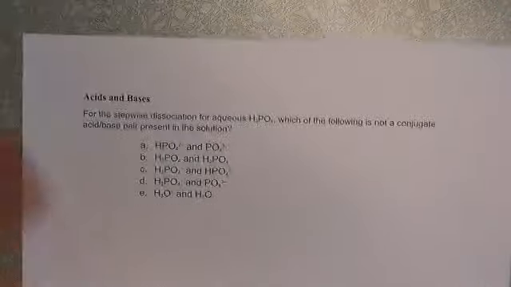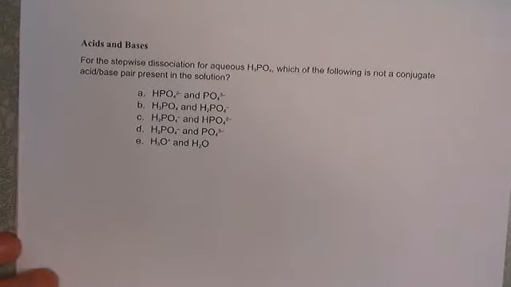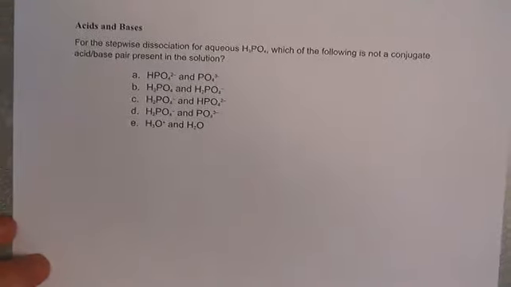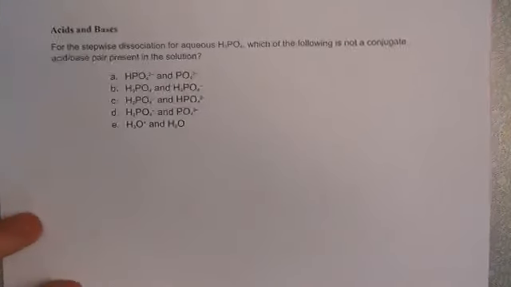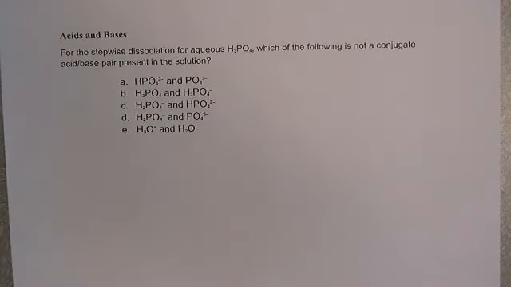All right, the last two problems we're going to work through are very simple acid-base problems. They're good to know. It's not anything intricate, but they're very good starting building blocks for acid-base learning. So we're looking at H3PO4. Which of the following is not a conjugate acid-base pair present?